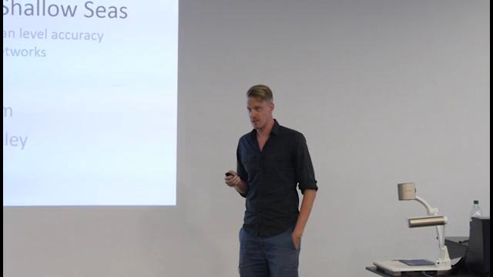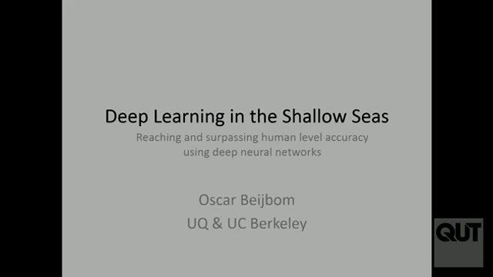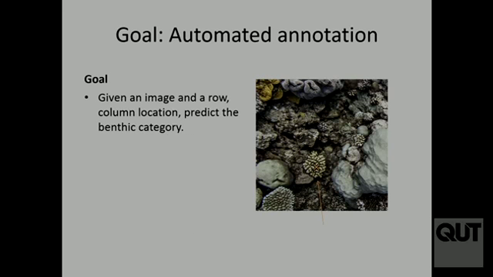Well, the meat of this talk is about deep learning, so deep convolutional neural networks for image classification. The goal of this talk is actually really simple, or at least simple to define. Given an image and a row and column location, the goal is to predict the benthic category. For example, on this cross, the goal is to build a machine that can read this information and give the label. That's the whole goal.